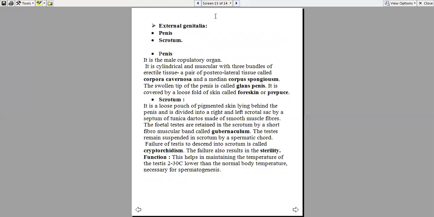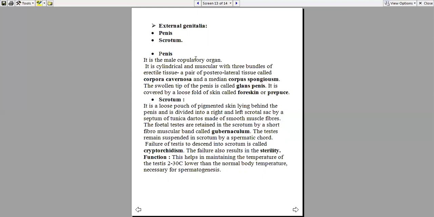Now let us start with the external genitalia in male. As discussed earlier, the external genitalia comprise the penis and scrotum. These terms are very important. The penis is a male copulatory organ. Now what do you mean by copulatory? Copulatory means the organ which is used for intercourse, or the organ which is used for injecting the reproductive fluid of the male into the female tract. That process is called copulation or insemination.